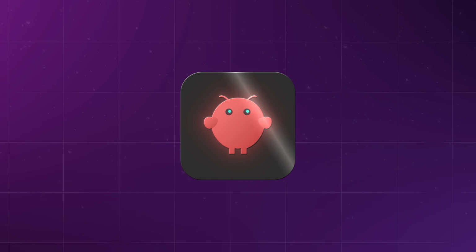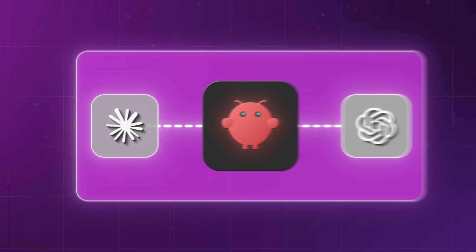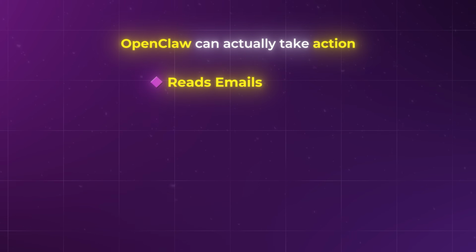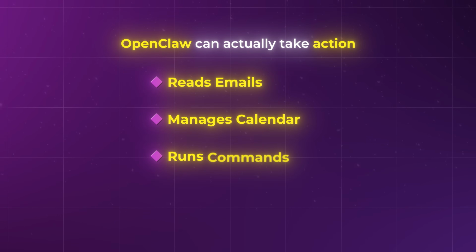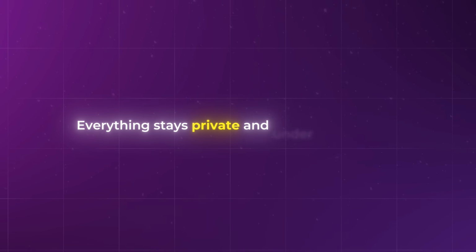OpenClaw is an open source AI agent that runs on your own server and connects to the AI models you already know, like Claude and GPT. The difference between this and a regular chatbot is that OpenClaw can actually take action. It reads your emails, manages your calendar, runs commands, installs software, and does real tasks on your behalf through whatever messaging app you already use, whether that's Telegram, WhatsApp, Discord, or something else. And because it runs on your own server instead of someone else's cloud, everything stays private and under your control.